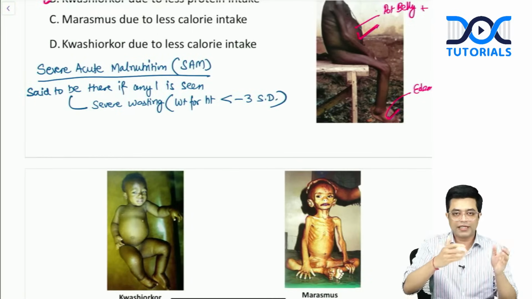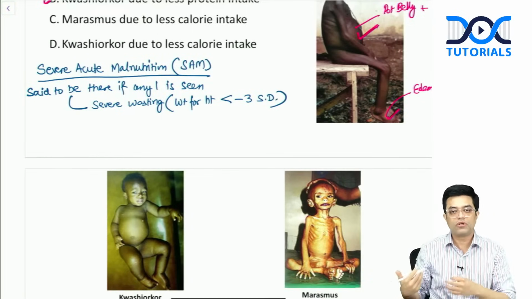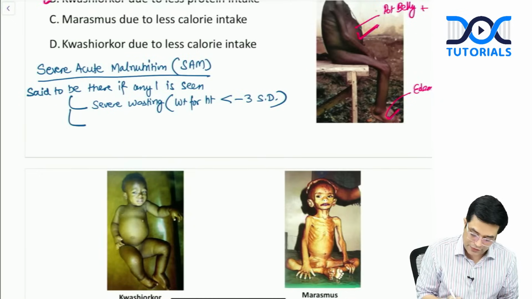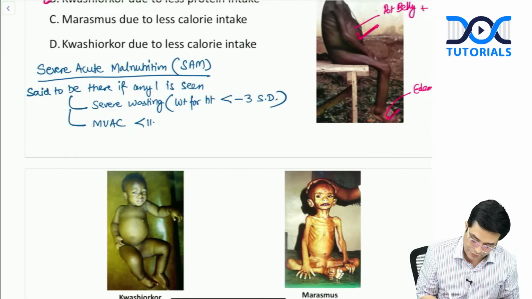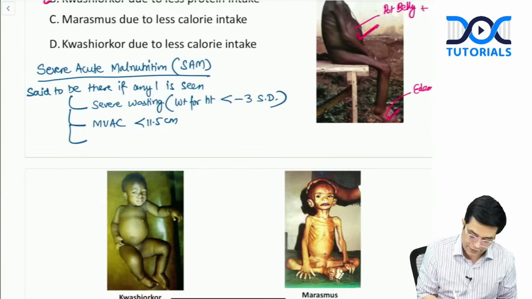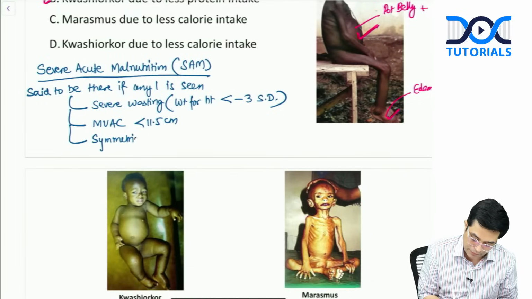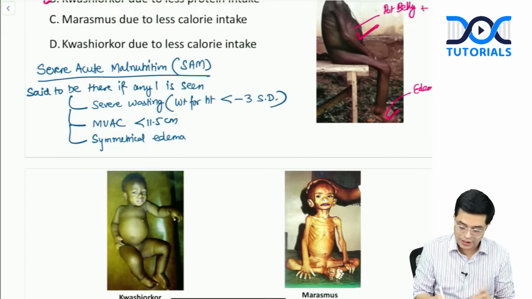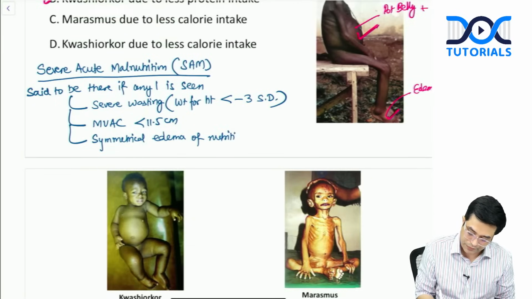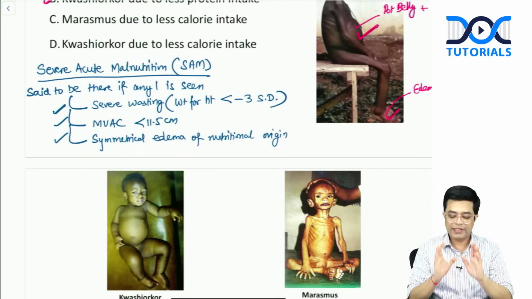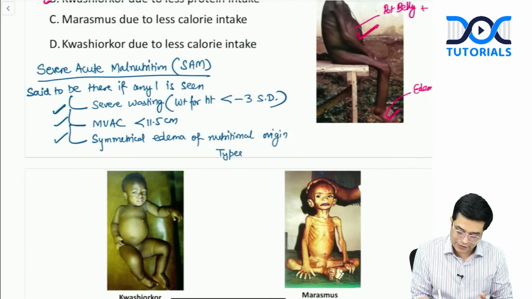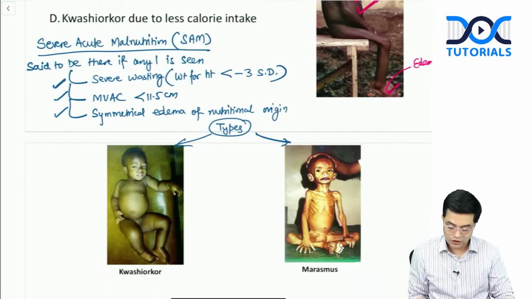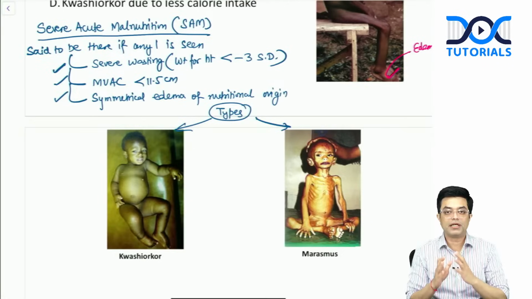Look, simple wasting is less than -2, and if it is below -3, then we call it severe wasting. Second, if the child is having MUAC, mid upper arm circumference, below 11.5. And third, if the child is having bilaterally symmetrical edema, edema should be in both legs, of nutritional origin. If any one of these three are present, we say the child is having SAM. And when we talk about the clinical varieties of SAM, there are two types. The first variety is known as Kwashiorkor, the second variety is known as marasmus.